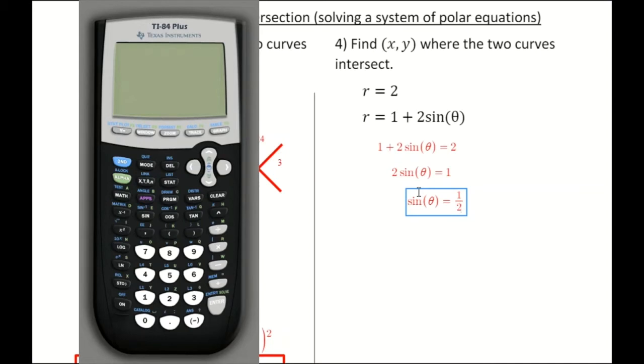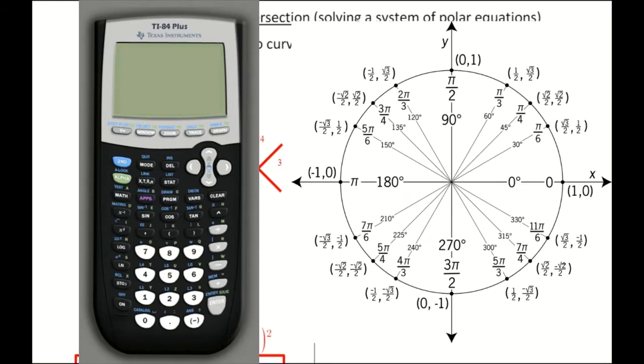All right, so now we'll go ahead and find on the unit circle what theta values will work here. So I'm going to bring up my trusty old unit circle and find where sine is equal to 1/2. I see that sine is equal to 1/2, and we're looking for the y coordinates, recall, at pi over 6 and 5 pi over 6. So my theta values that will satisfy this are theta equals pi over 6 and 5 pi over 6.